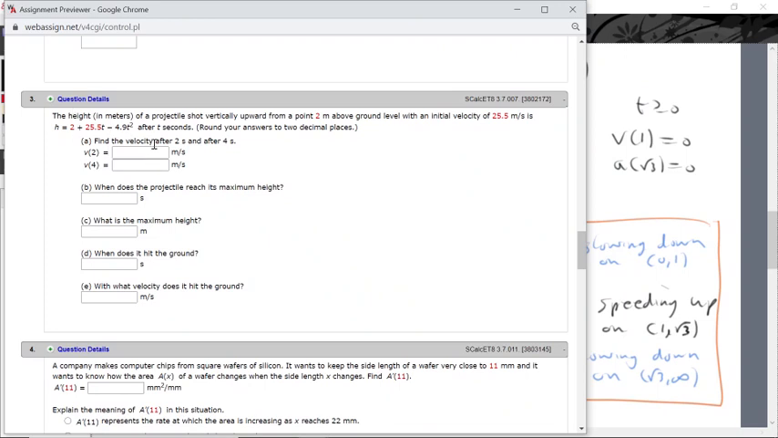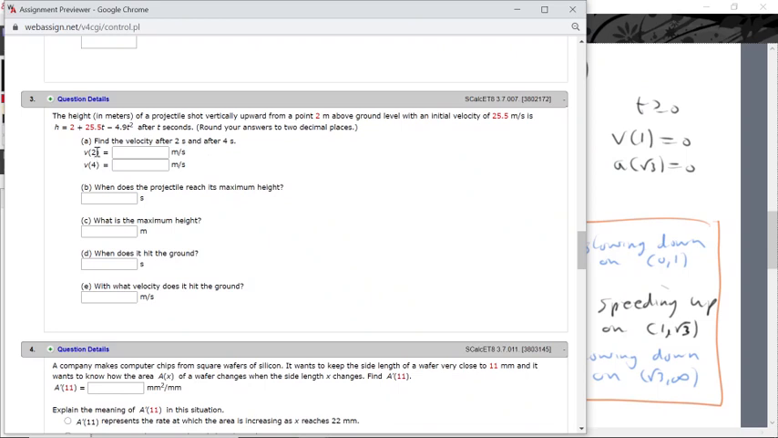Right, so this is a position model. It tells us the position here. Position is determined as height, so this is a position function. Height is measured in meters. The time is measured in seconds. Find the velocity after 2 seconds and 4 seconds.